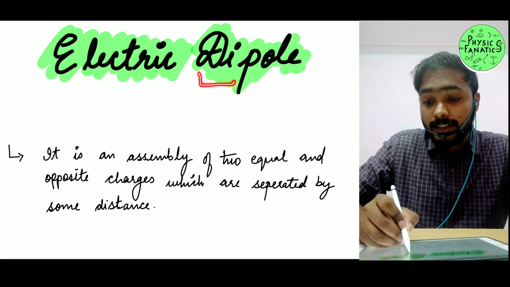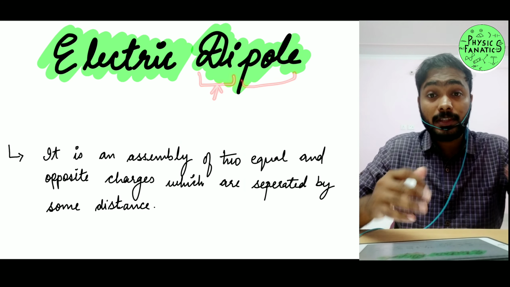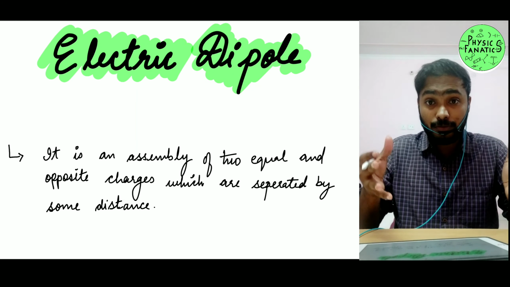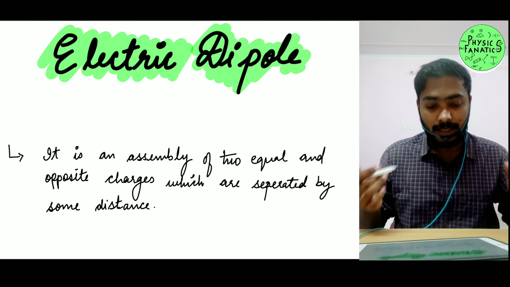electric means we're talking about electrons, right? Dipole: di means we're talking about something which is not one but two, and pole means we're talking about corners. That means we're talking about two corners here. So electric means electrons, and dipole means two corners. Now let's try to understand what electric dipole actually means.